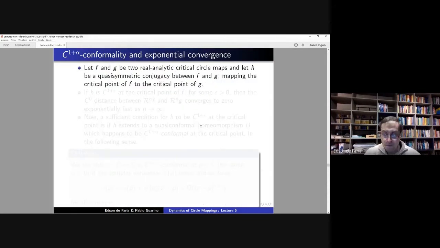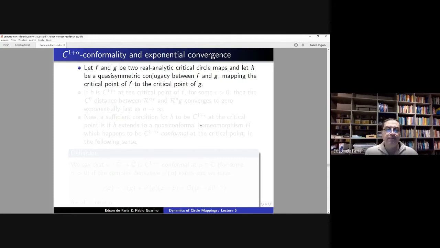Okay. So now, in order to get exponential contraction of renormalizations, we need a criterion which is due to McMullen. Okay. So first of all, let me observe a few things here, which are not difficult to prove, but you know, are also not completely obvious. So if you have two real analytic critical circle maps, and you have a quasi-symmetric conjugacy between them, okay, mapping the critical point of one to the critical point of the other, I mean, you know, there is only one such conjugacy mapping the critical point of one to the critical point of the other. And I'm saying that that conjugacy is quasi-symmetric. We already proved this in this course. We already mentioned this, right?